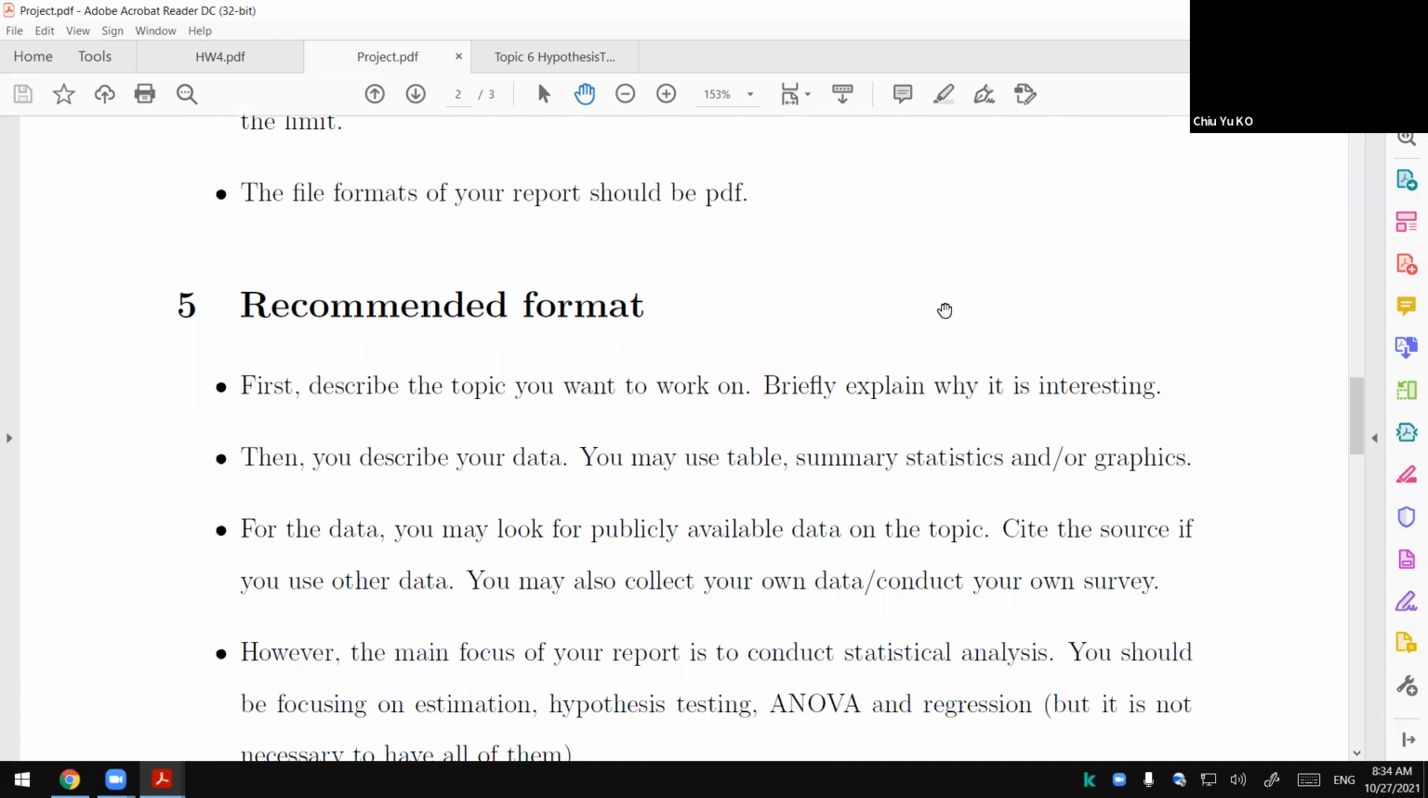So how should you proceed with the project? Basically, you want to discuss what topic to work on and explain very briefly why it's interesting. To give an example, maybe you want to work on something like, when people want to take Sinovac or, I don't know, Pfizer BioNTech, you want to compare the two.